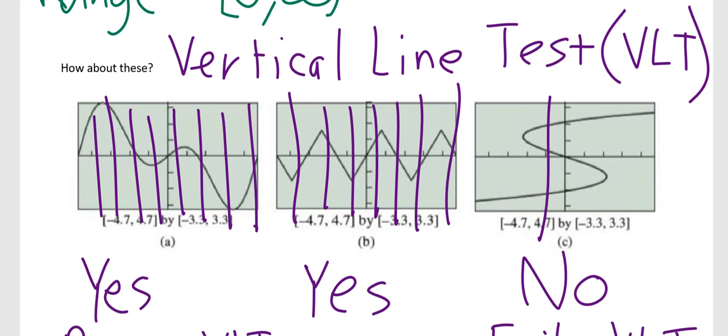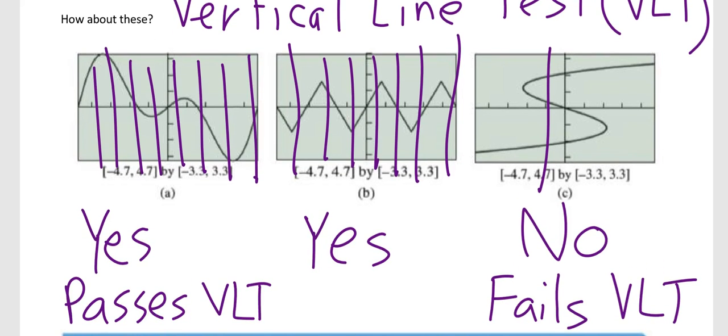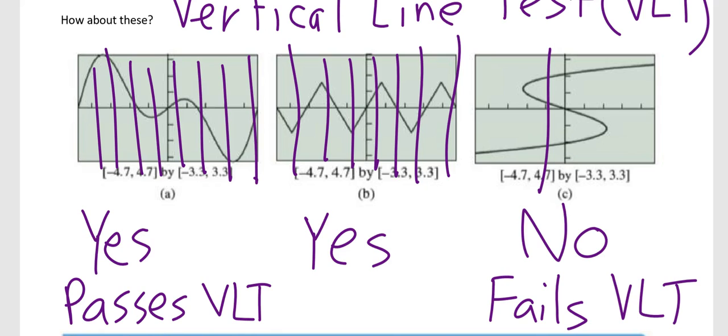If you pass a vertical line through the first graph, it passes. Every time it passes the vertical line test, we say, yes, it is a function. So the second one also passes, but the last one does not. It fails the vertical line test. That is a big no.